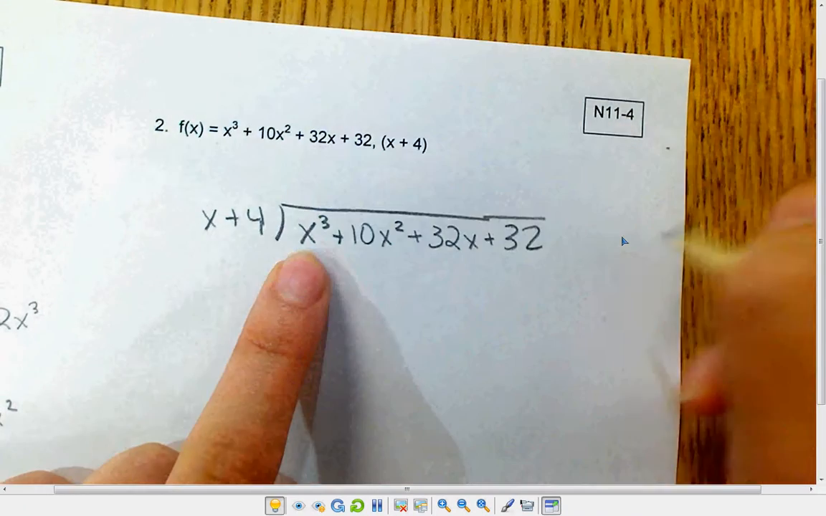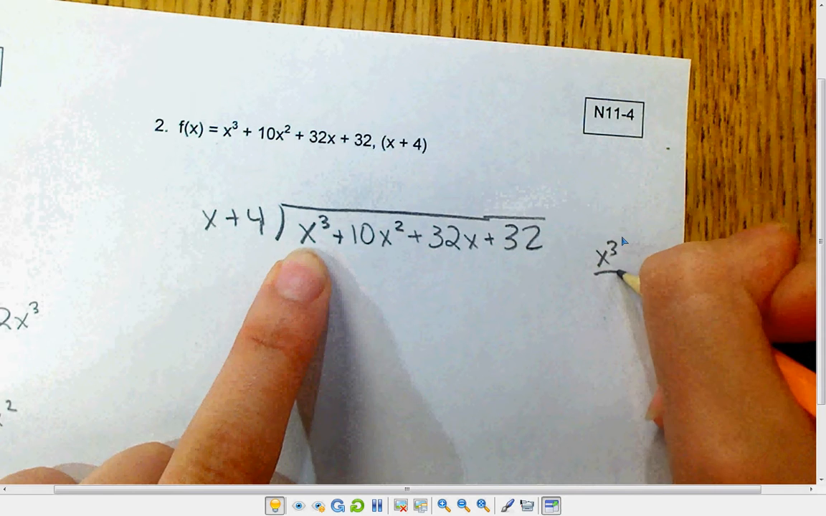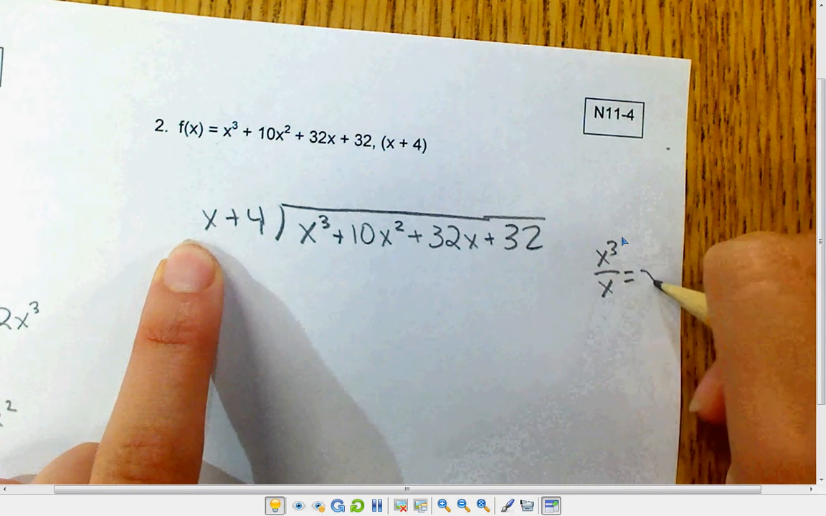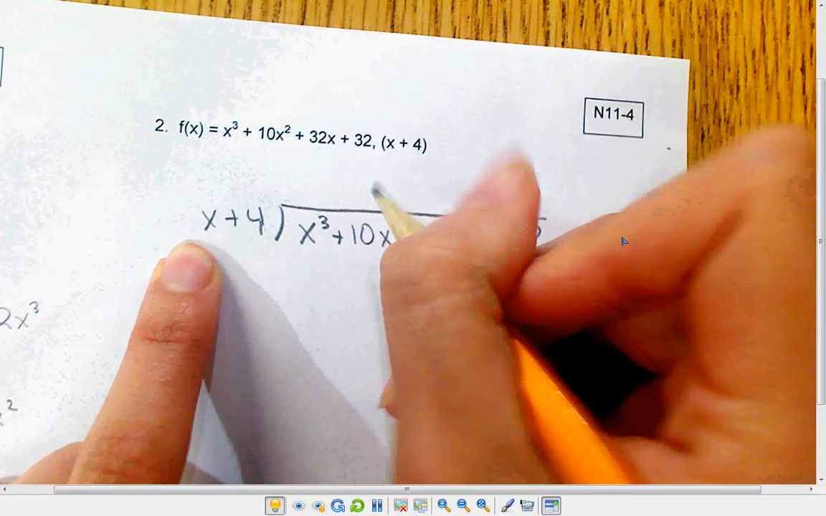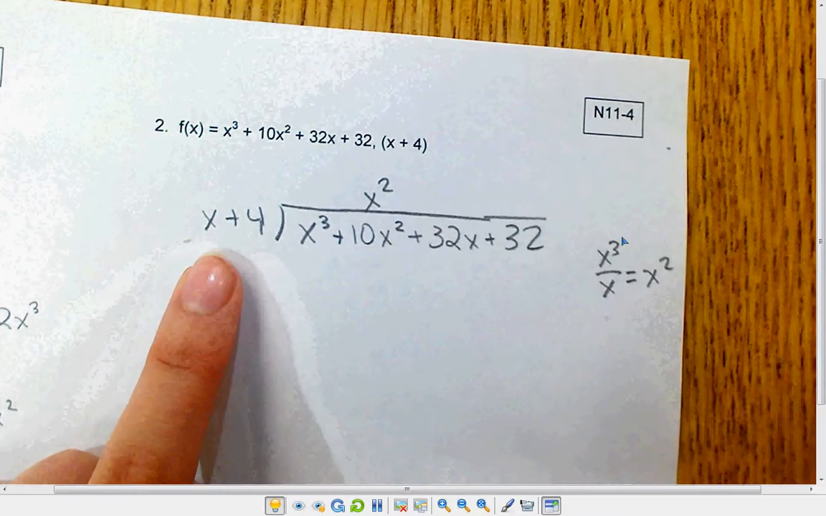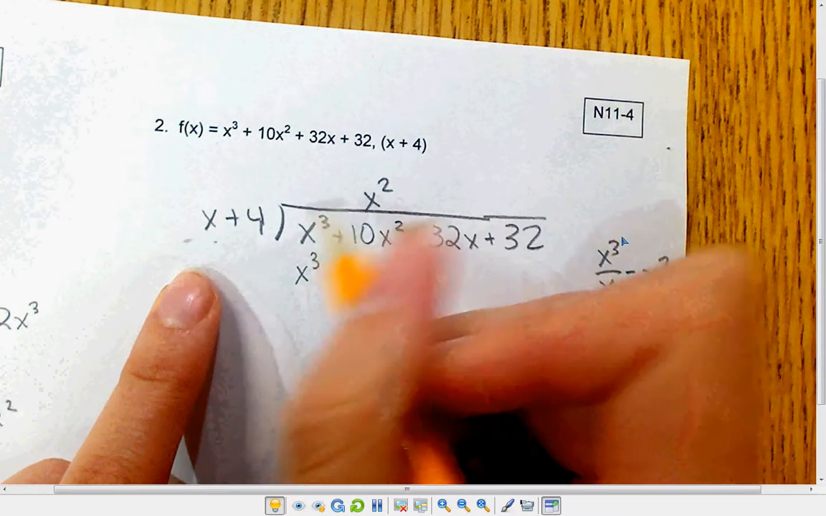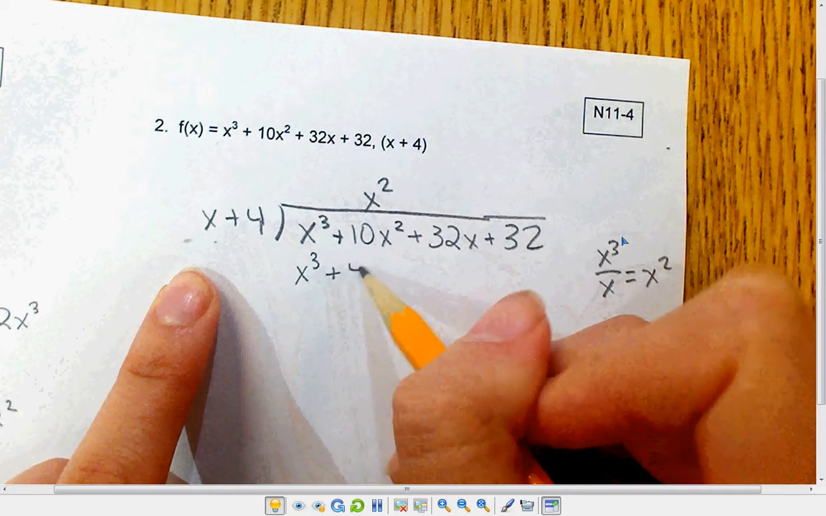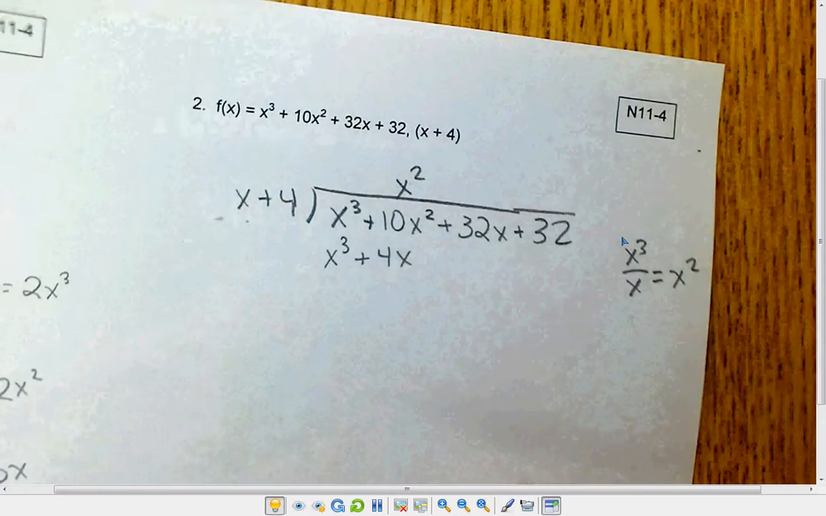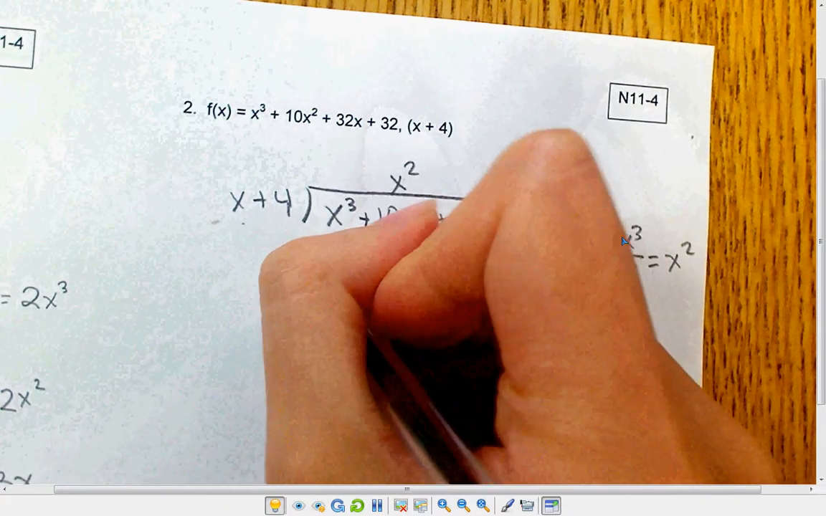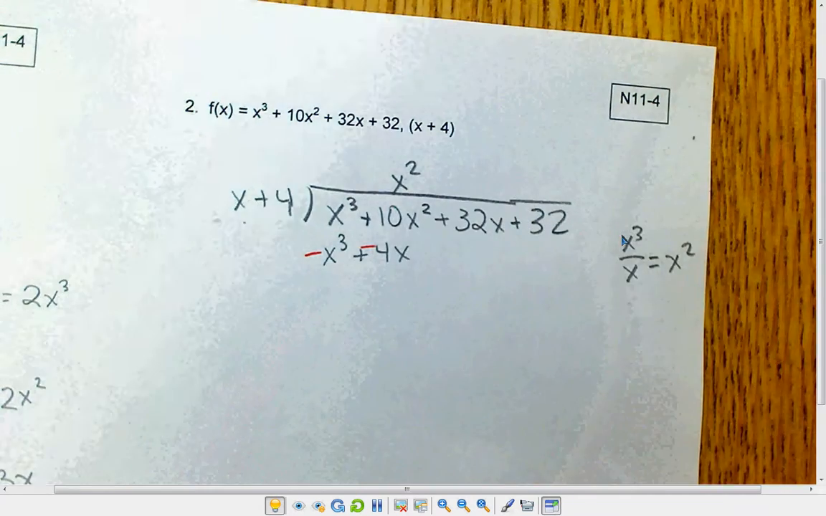So again, let's take our first term here, we have x cubed. We're going to divide it by our first term from this one. Divided by x, that leaves me with x squared. So that's the first thing I'm going to put on top. I have x squared times x, which gives me x to the third, x squared times 4, which gives me positive 4x squared. And just like before, this is the step that most people miss. We're going to be changing our sign. So this is going to become negative, and this one's going to become negative.